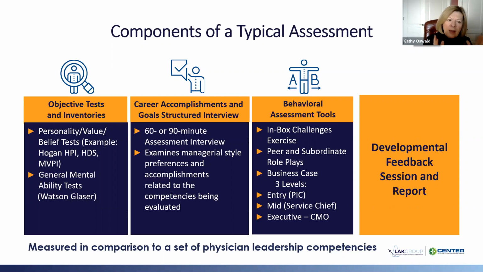So once you know that, then you can really look at the different parts. The first we talked a little bit about is objective tests and inventories. You know, personality, value, belief test. We like the Hogan because it really does a lot around normal behavior, values, but it also looks at derailers. What can go wrong in a stress behavior and what do you need to look for? Secondly, in those objective tests, you also look at general mental ability tests. Critical thinking skills are really important.